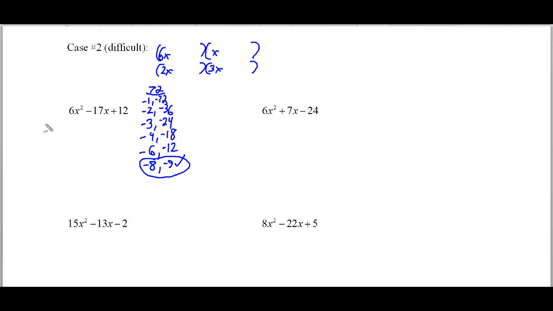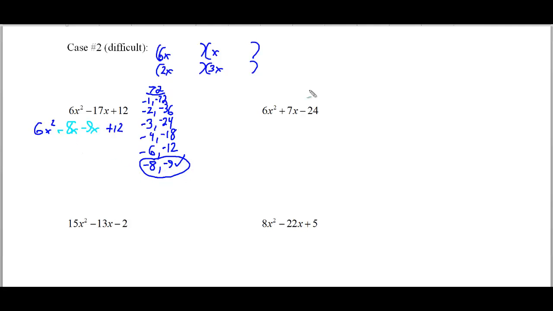grouping problem. See, the 6x squared and the 12 are going to stay exactly the same. But now I'm going to take that negative 17x and change that into my negative 8x and negative 9x. See, what I've done is I've taken my middle term. It's still negative 17x, but now it's negative 8x and negative 9x. And that's the combination that we found.